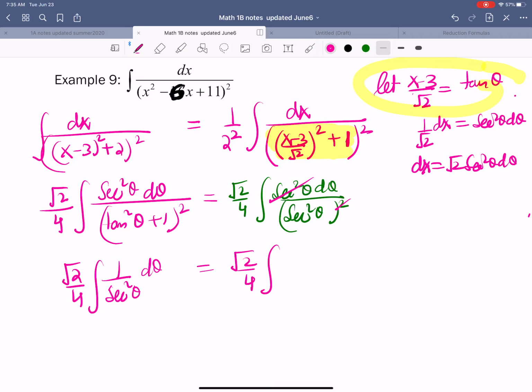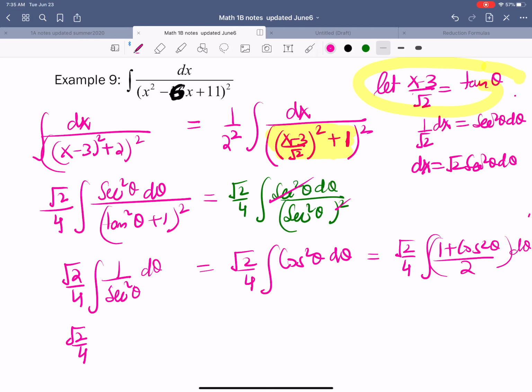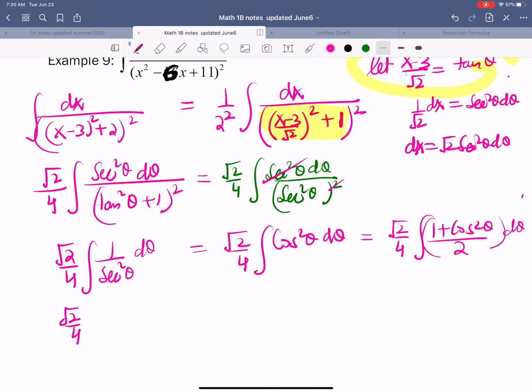1 over secant squared theta will be cos squared theta. It's not from the table, but we have to use the identity here. We know cos squared theta can be written as 1 plus cosine 2 theta divided by 2 d theta. And now we would just do the integral of the pieces. Integral of 1/2 d theta plus integral of 1/2 cosine 2 theta d theta.